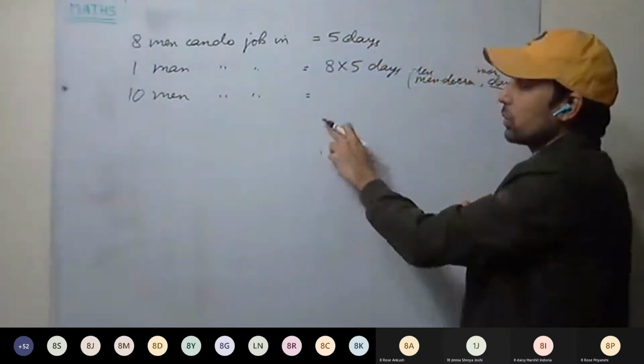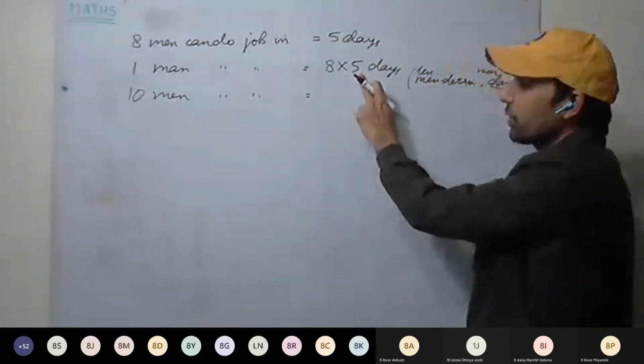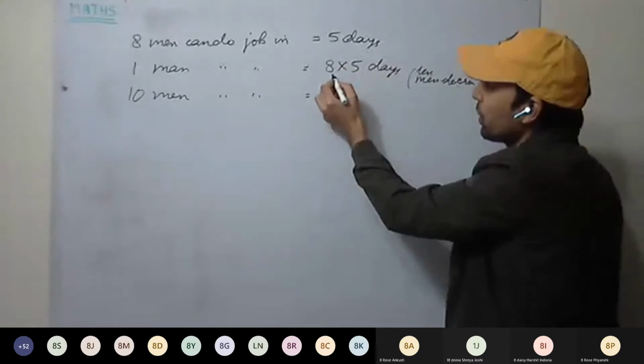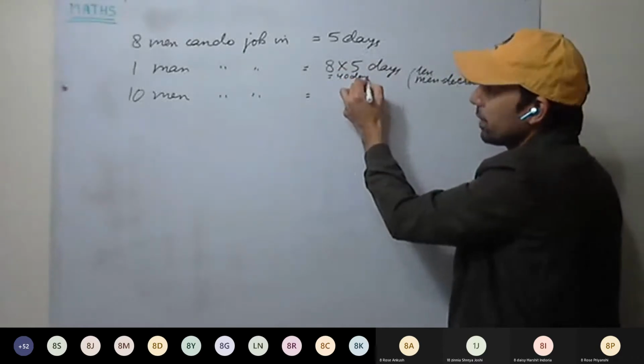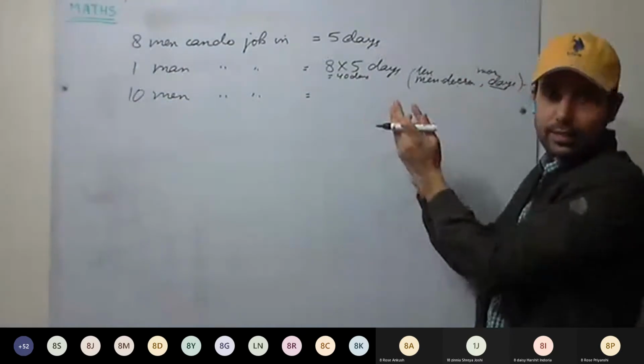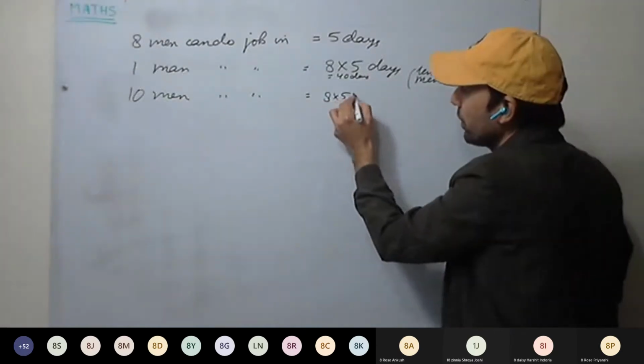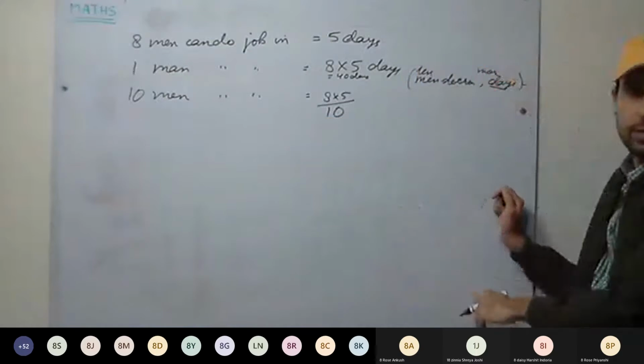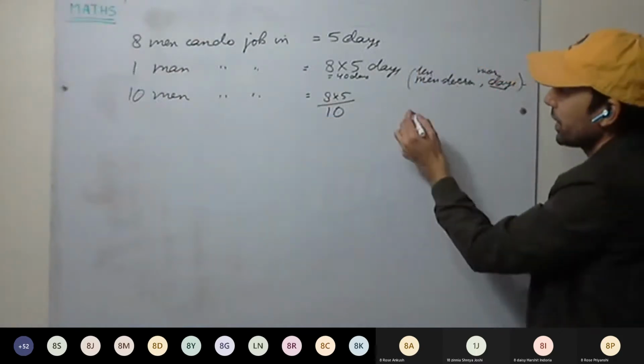In how many days can 10 men do it? So 1 man is doing it in 40 days. Okay. 1 man is doing it in 40 days. So 10 men will do it in less days. So 8 into 5 divided by 10.